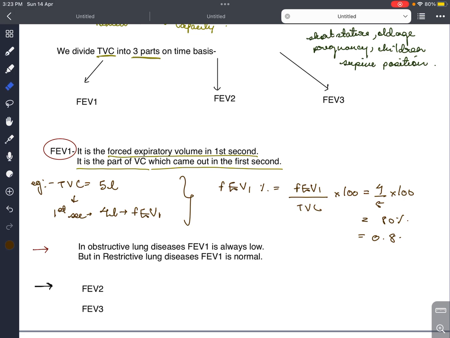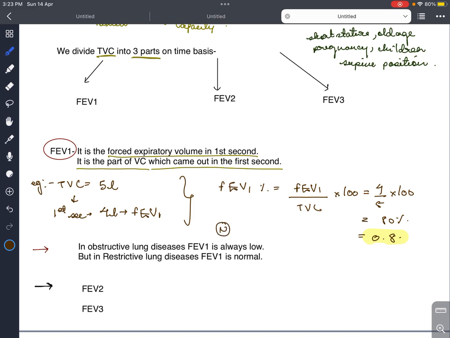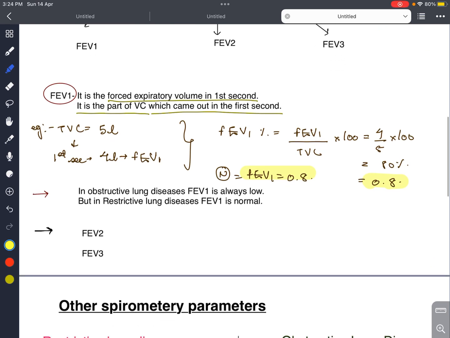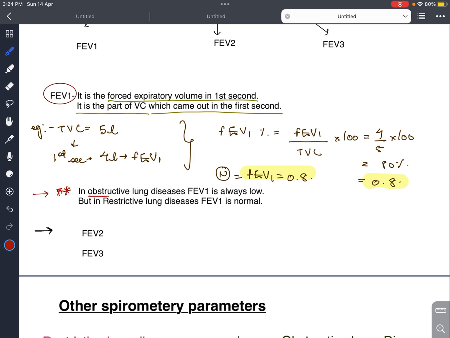So this 0.8 is actually the normal amount of FEV1. We consider normal FEV1 as 0.8. And another very important point to be noted is that in obstructive lung diseases FEV1 is always low. That is, the FEV1 in obstructive lung disease like asthma, COPD, etc., will always be less than 0.8. But in restrictive lung disease it will be normal. In restrictive, the FEV1 will be normal.